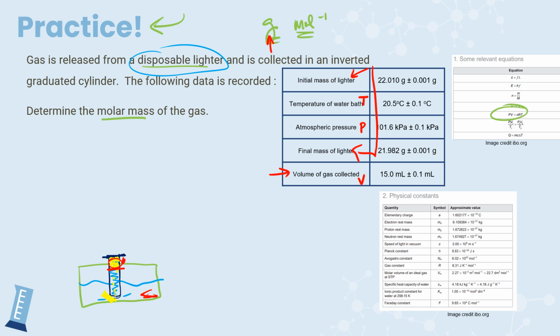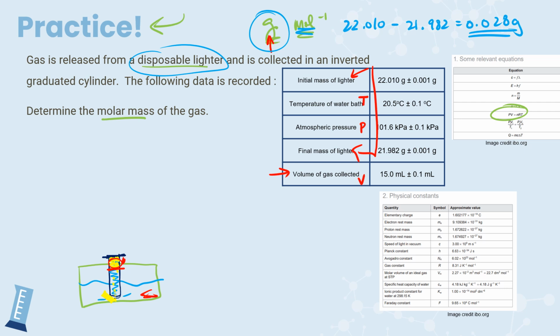Let's do grams first because that's way easier. So we started with 22.010 grams and then we were down to only 21.982. That's going to give us 0.028 grams of gas released from our disposable lighter. There's our g for grams per mole.